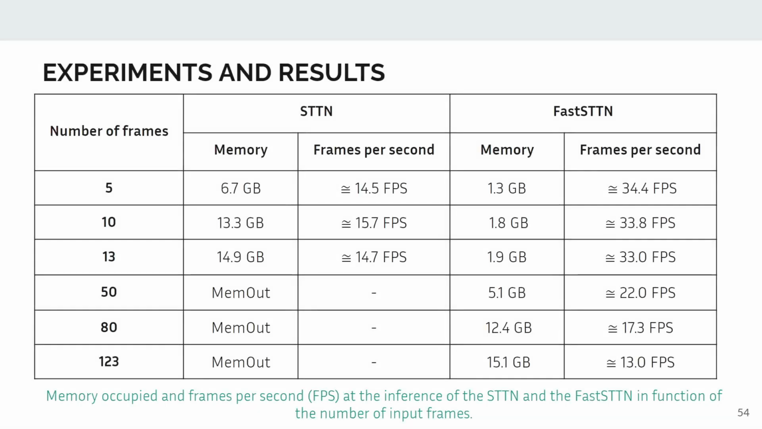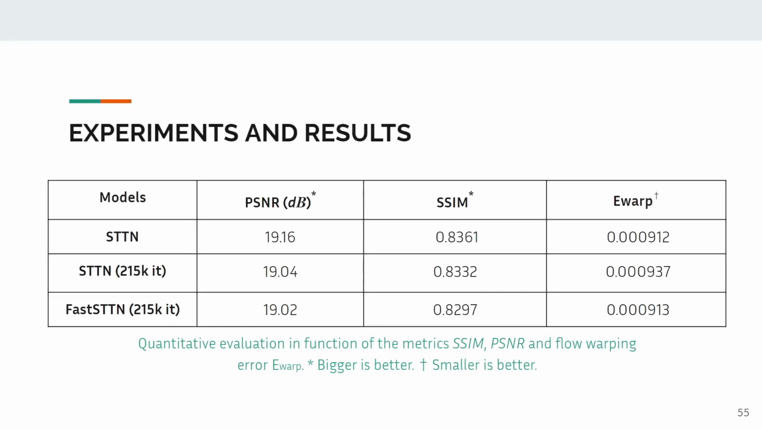With a GPU with 16 GB of memory, this table shows the memory consumption and FPS at the inference of the STTN and the Fast STTN models. A sequence of not more than 13 frames could fit in the GPU with the STTN, while with the Fast STTN, a total of 123 frames could fit in the GPU. This table shows the quantitative evaluation of both models, in terms of the metrics PSNR, SSIM, and EWARP. As you can see, all methods present similar results in terms of accuracy.